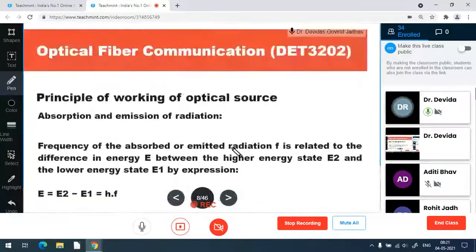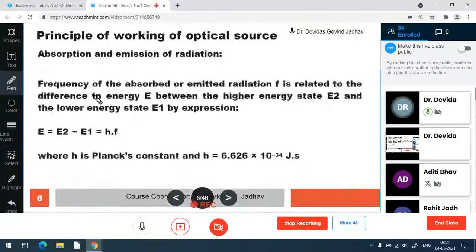So again, the absorption and emission of radiation have the frequency of the photon absorbed or emitted, and that f is related to difference in the energy between higher energy and lower energy. This is given as E = E2 - E1 = hf, where h is Planck's constant, 6.626 x 10^-34 joule second.